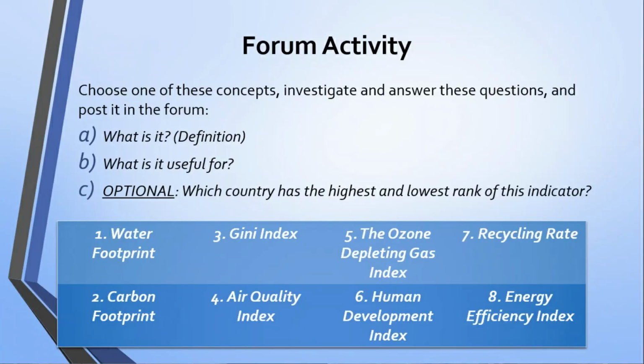Forum activity. Choose one of these concepts, investigate and answer these questions, and post it in the forum. What is it? What is its usefulness? And optional, which country has the highest and lowest rank of these indicators? The eight possible concepts that you may analyze are the water footprint, carbon footprint, the Gini index, the air quality index, the ozone depleting gas index, human development index, recycling rate, and the energy efficiency index.